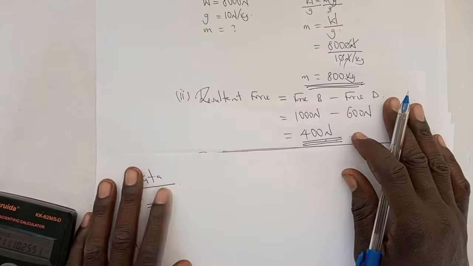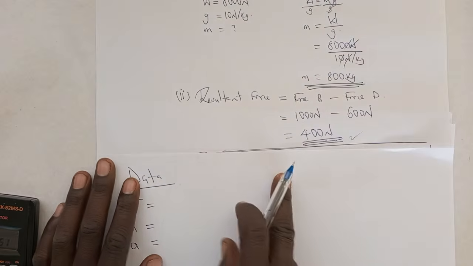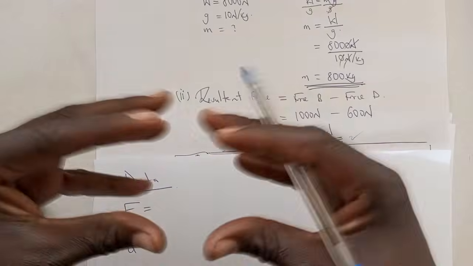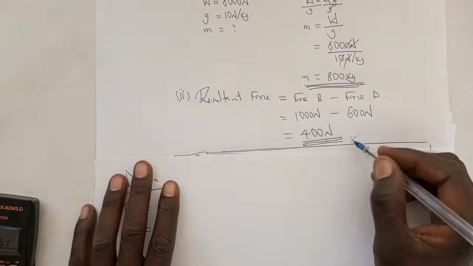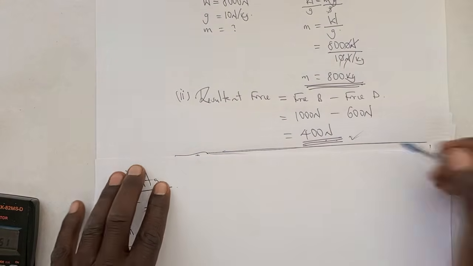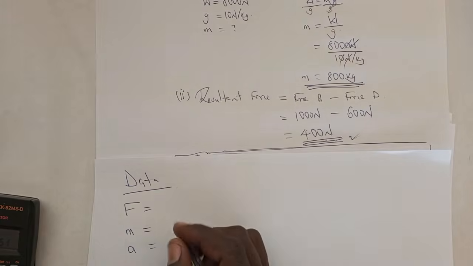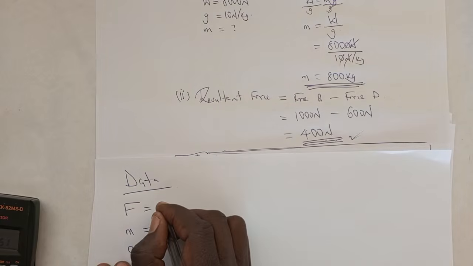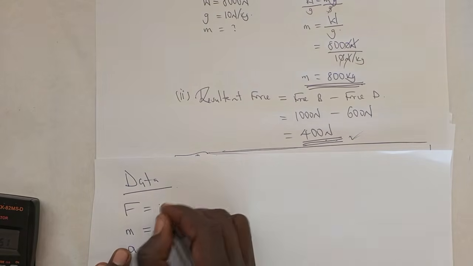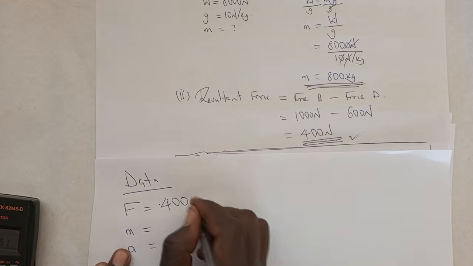Okay, so this one being the resultant force acting on the car. Remember, the car which is moving horizontally. So this is the resultant force that we calculated. So now, when we are to do the data, we have the force. Which force are we going to pick? The resultant force, which is 400 newtons.